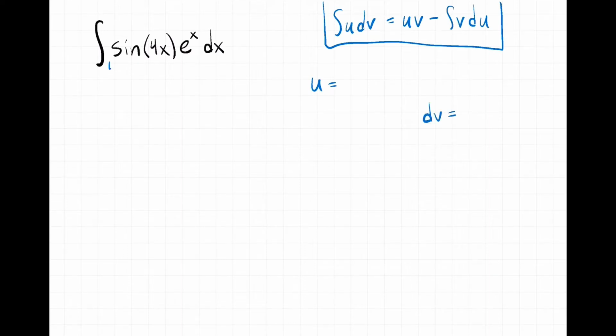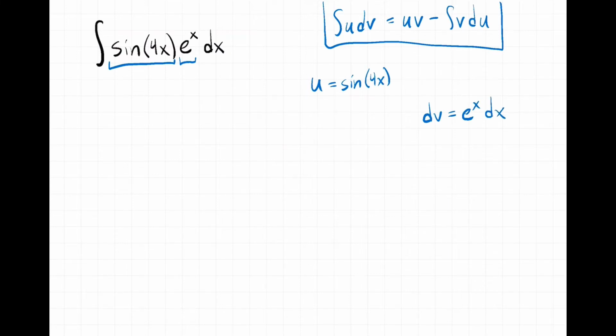We really could choose either of these functions for the u or for the dv. Neither one gets simpler or more complicated when you take the derivative or the antiderivative. The only little complication here is that 4x inside the sine, but that will just give us a constant multiple showing up, and that's never a problem when we're doing integrals. We really could choose either one. Just for convenience, I think I'll set my u to be sine of 4x and my dv to be everything else, e to the x dx.